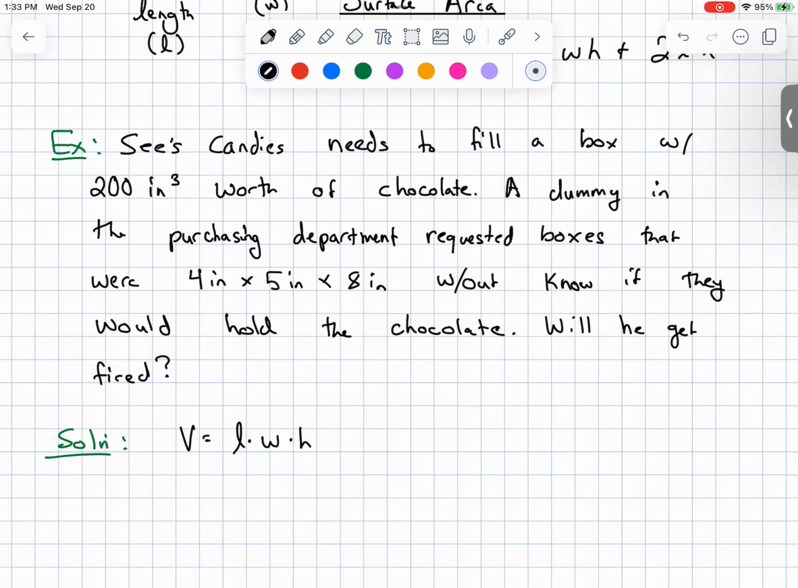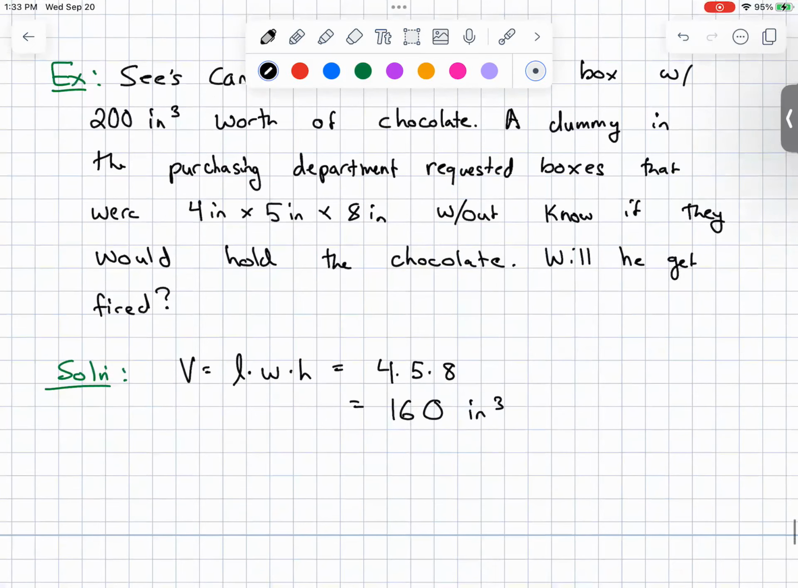I'm just going to make length 4, width 5, height 8. And so this should be 4 times 5 times 8, which ends up being 160 inches cubed. So the box was not big enough.